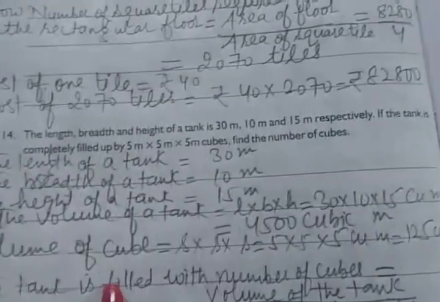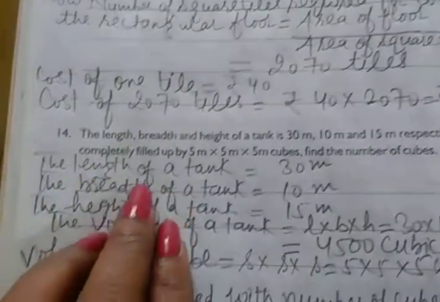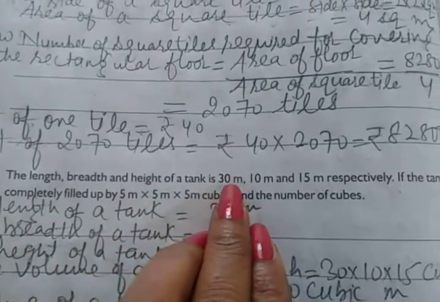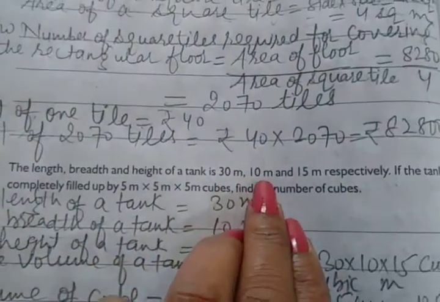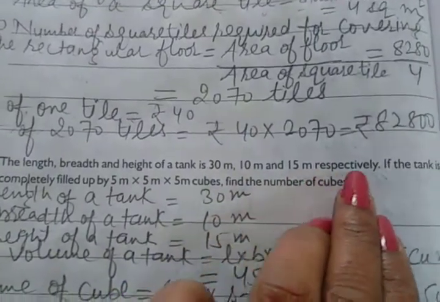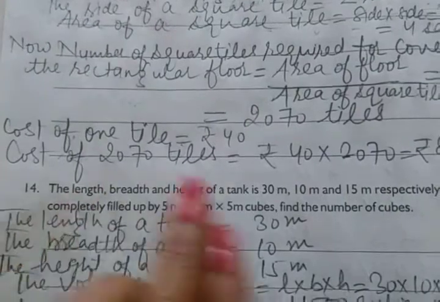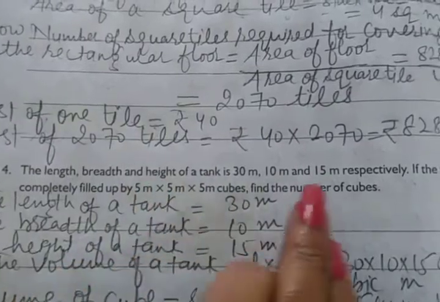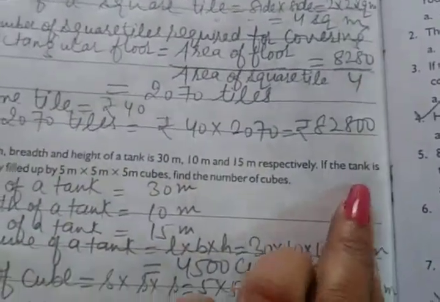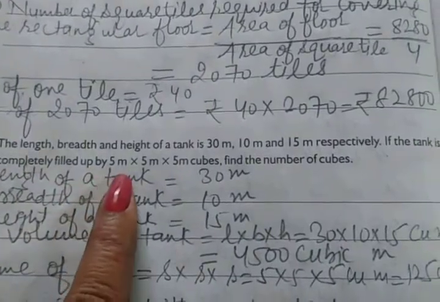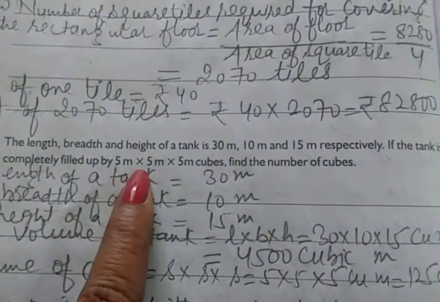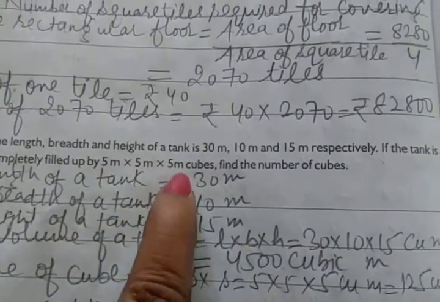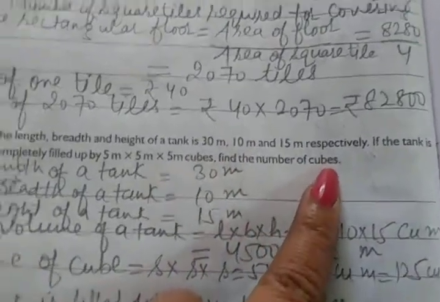Then question number 14 is here. The length, breadth and height of a tank are 30 meter, 10 meter and 15 meter respectively. Respectively means here length first, 30 meter, breadth second, 10 meter, height 15 meter. If the tank is completely filled up by 5 meter by 5 meter by 5 meter cubes, meaning first is length, second is breadth, and third is height, find the number of cubes.